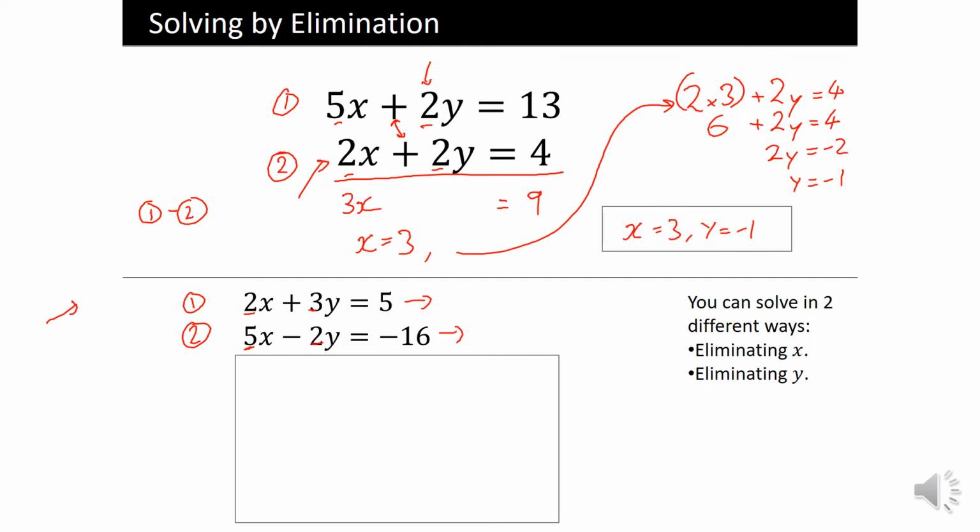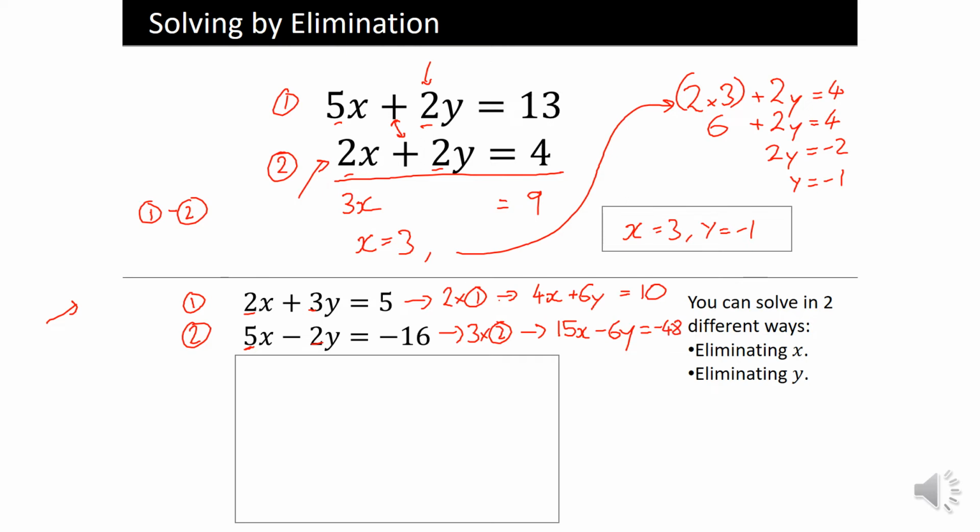So let's do 2 times equation 1, which gives us 4x plus 6y, so I've doubled both of them, equals 10, and I've got to double the other side as well. And on the bottom one we're going to be doing 3 times equation 2, so that'll be 15x minus 6y equals, and then we do 3 times minus 16, so minus 48.